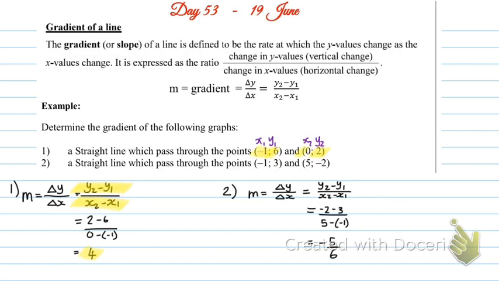Number 2, a straight line which passed through the points (-1, 3) and (5, -2). So I do the same. To get the gradient, it's delta y over delta x, and that's y2 minus y1 over x2 minus x1, and that's -2 minus 3 over 5 minus -1, which is -5 over 6. So that's all that you need to do.